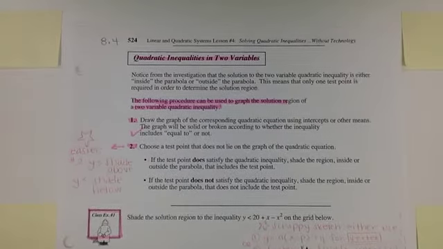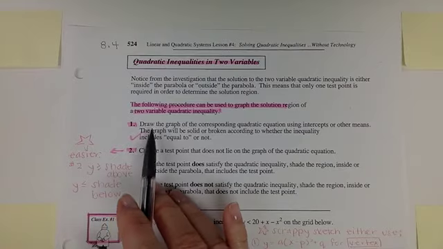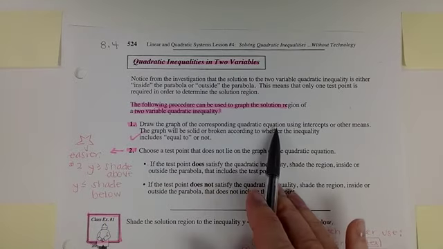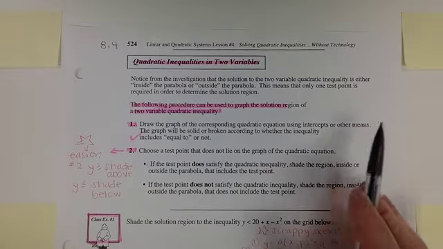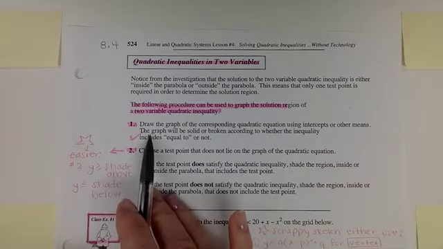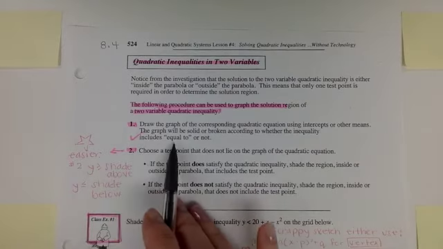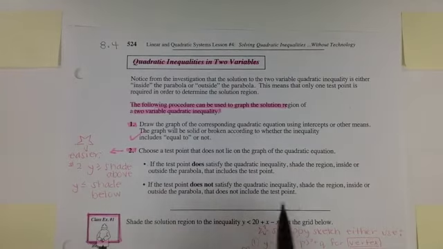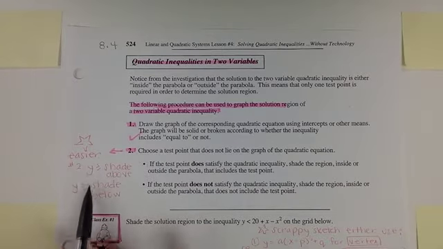This is 8.4, so go to page 524, and we're starting with quadratic inequalities in two variables. Here they give you the rules, and I would use their number 1: draw the graph of the corresponding quadratic equation using intercepts or other means, which would be the vertex. The graph will be solid or broken according to whether the inequality includes equals to or not, just like the straight line.